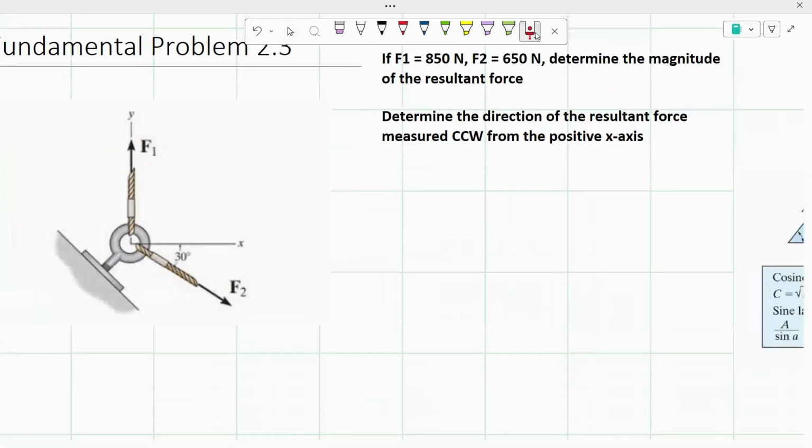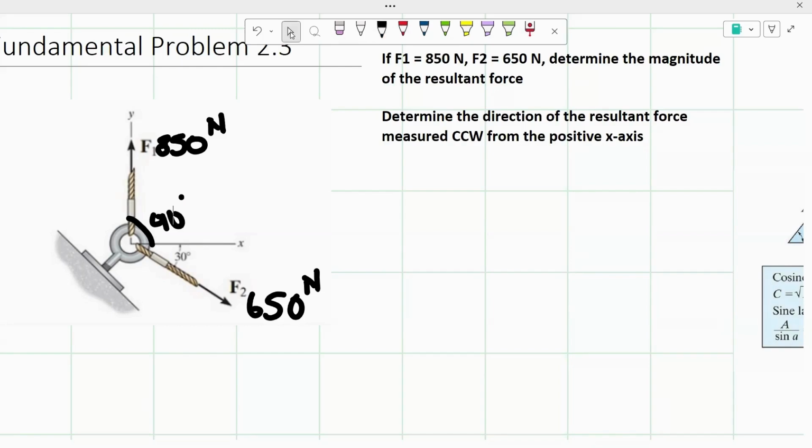So here we have our F1, our F2, and we could start off by labeling that F1 equals 850 newtons and F2 is 650 newtons. Here they already gave us that this angle is 30 degrees, and we could tell that this angle right here is a 90-degree angle, so we know that that angle right there is 90 degrees.